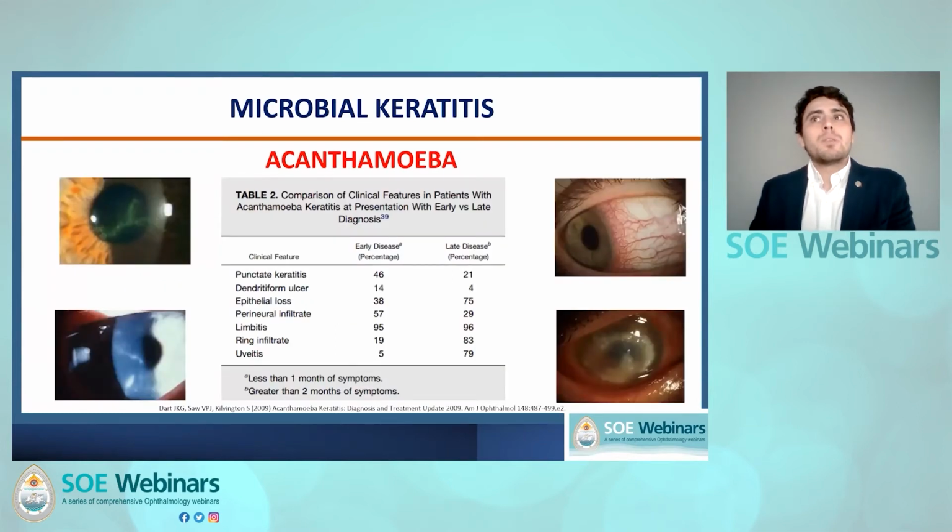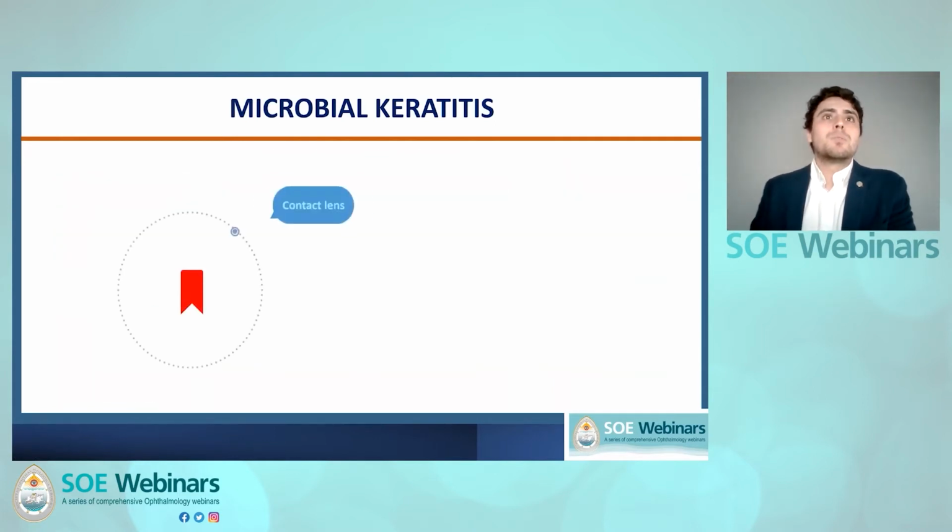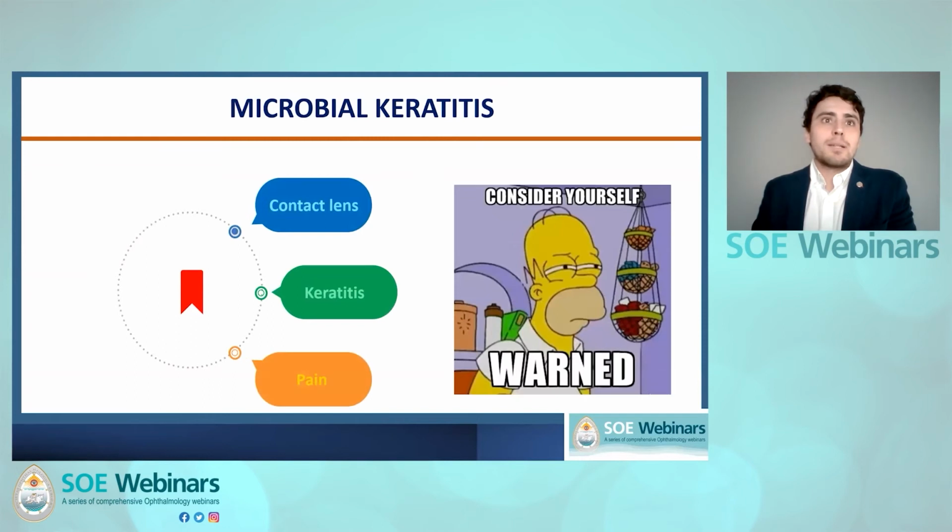The main problem with this pathology is that the clinical signs mimic other pathologies. I would like to point out the perineural infiltrate as one of our red flags to think about acanthamoeba. So if we have a patient with contact lens keratitis and a lot of pain that doesn't correlate with the clinical signs, consider yourself warned, that could be acanthamoeba.